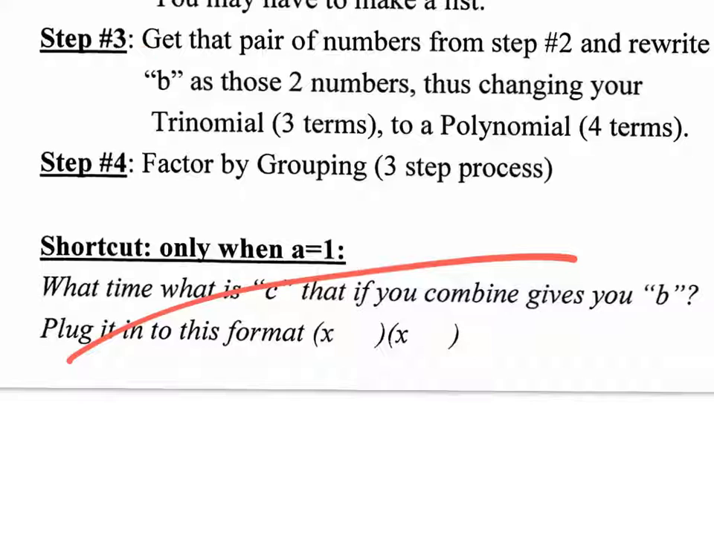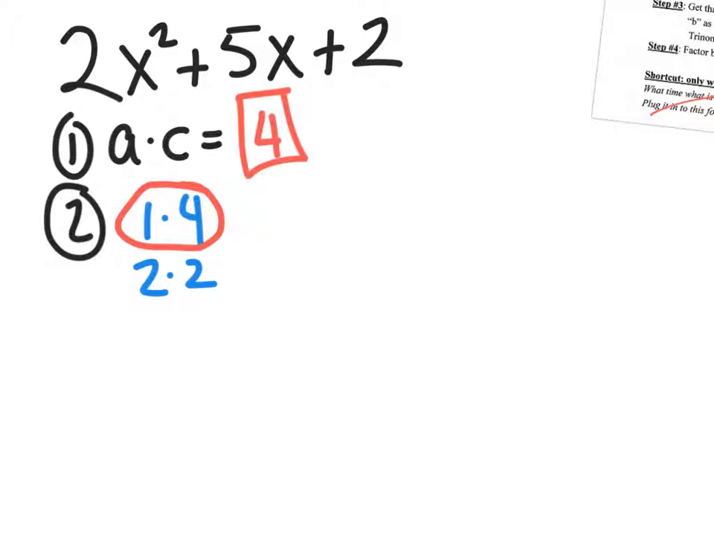Step 3 says, get that pair of numbers from step 2. Okay, so we're going to take the 1 and the 4, and we're going to rewrite the b value as those 2 numbers, thus changing your trinomial, 3 terms, to a polynomial, 4 terms. So you're probably thinking, why would I want to make it bigger?